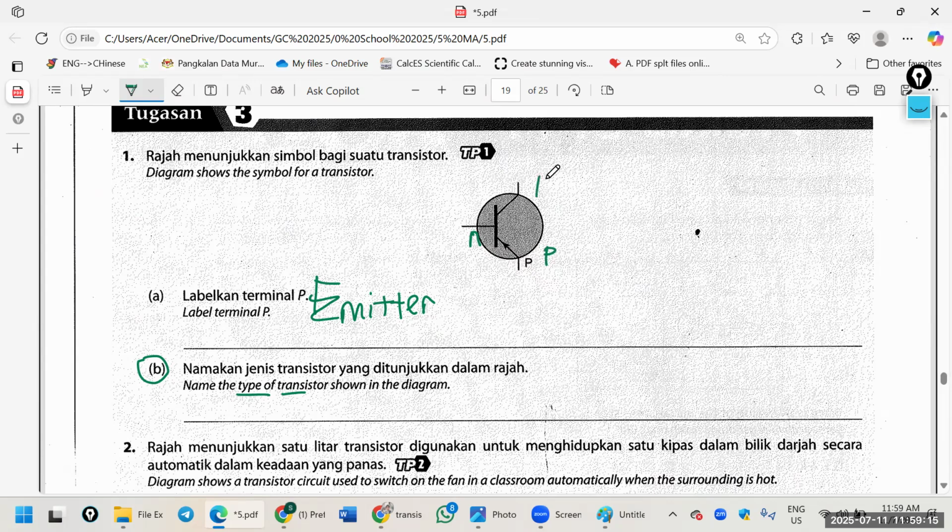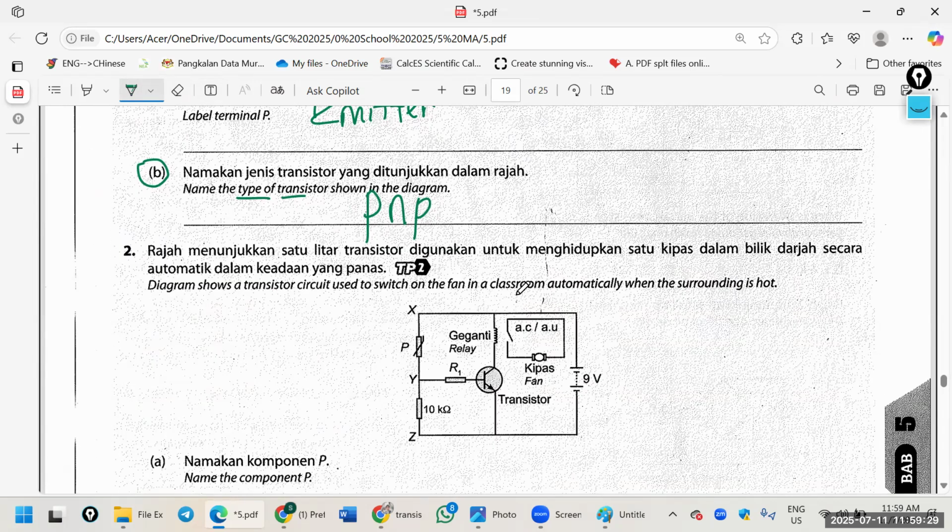Yeah, so this is NE. Sorry. See, if you do this in the exam it's wrong already. Very careless. Alright, now this one.